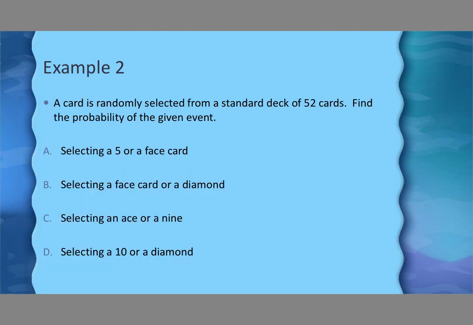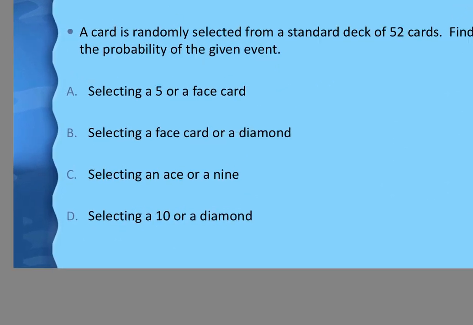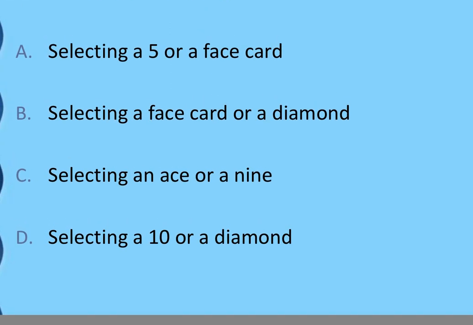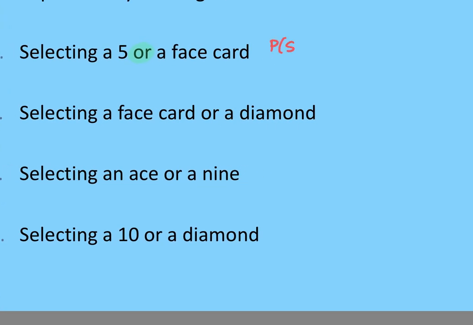All right. This one says a card is randomly selected from a standard deck of 52 cards. Find the probability of the event. A, selecting a 5 or a face card. So again, it's or, right? Which means adding. Can it be both a 5 and a face card? Disjoint, okay? So I'm going to do the probability of the 5 plus the probability of the face card. How many 5s? 4 out of 52. How many face cards? 12. There are 4 kings, 4 queens, 4 jacks.